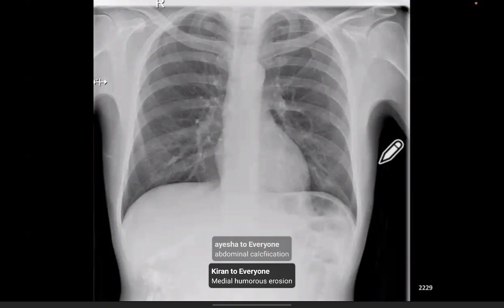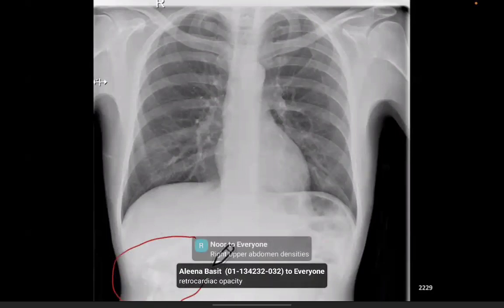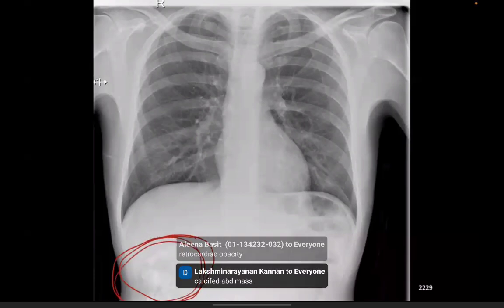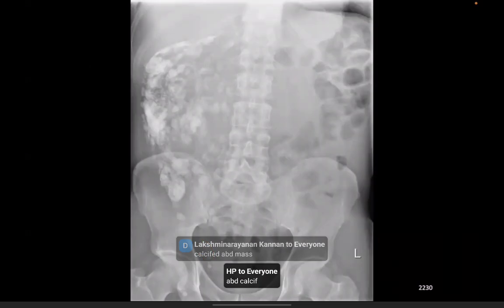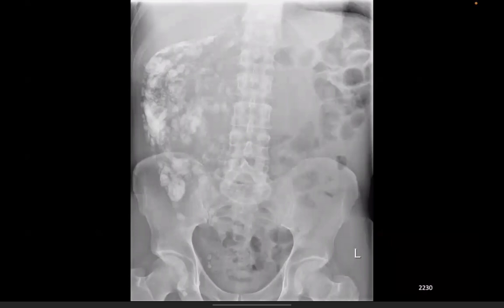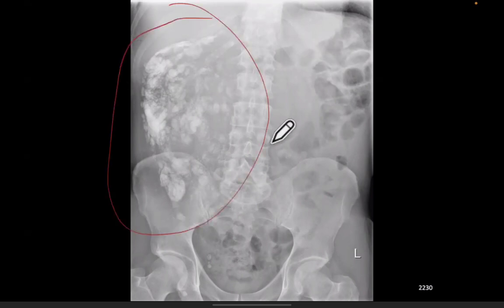Medial humerus lesion, no. There's an abdominal calcification here. Okay. And so the patient needs an abdominal film, and this patient has got a retroperitoneal liposarcoma, okay, which has subsequently calcified. Okay, retroperitoneal sarcoma.